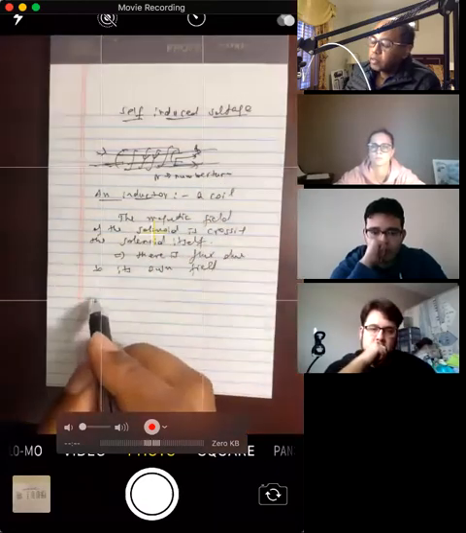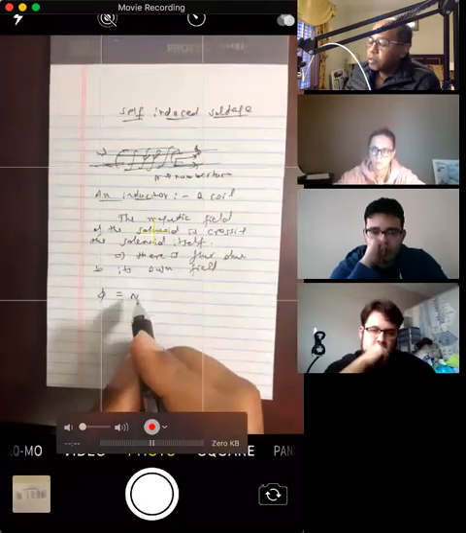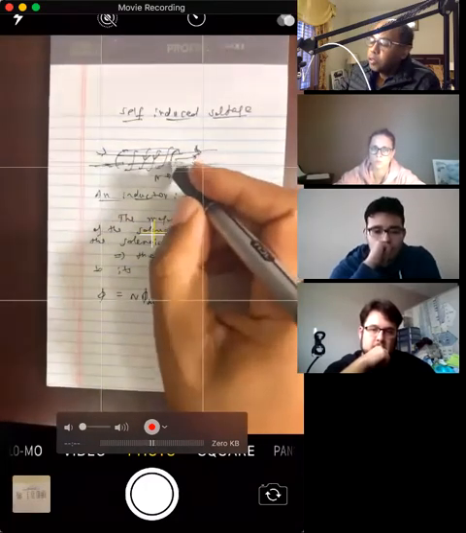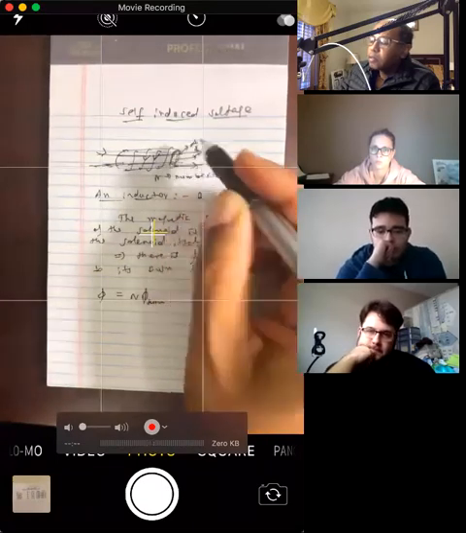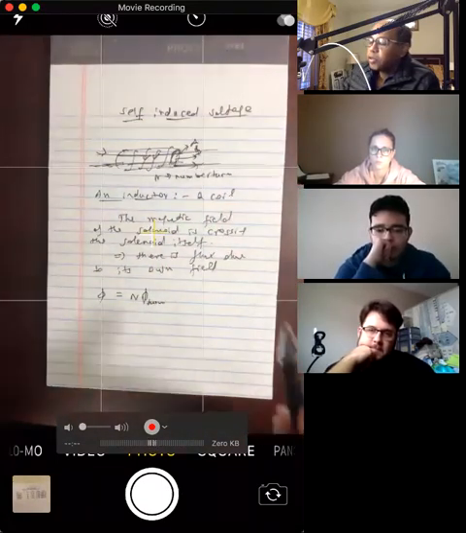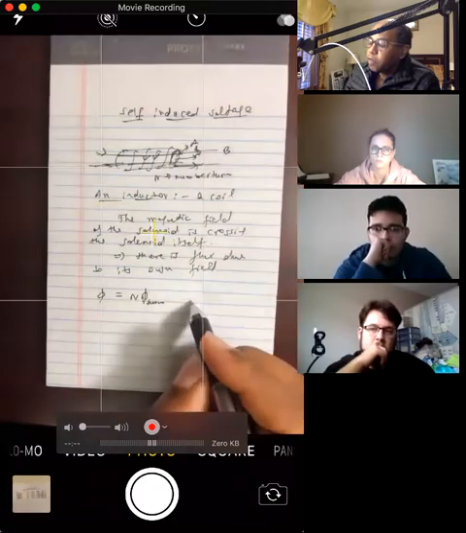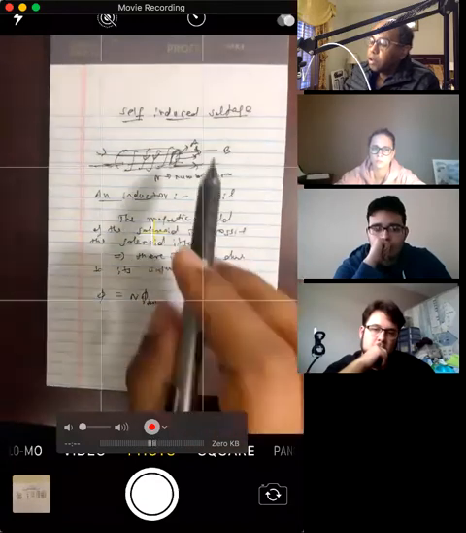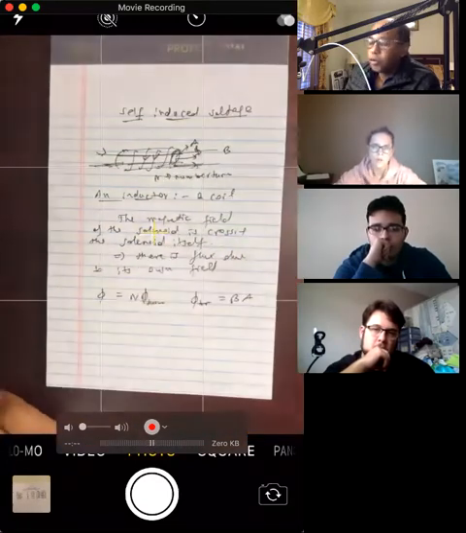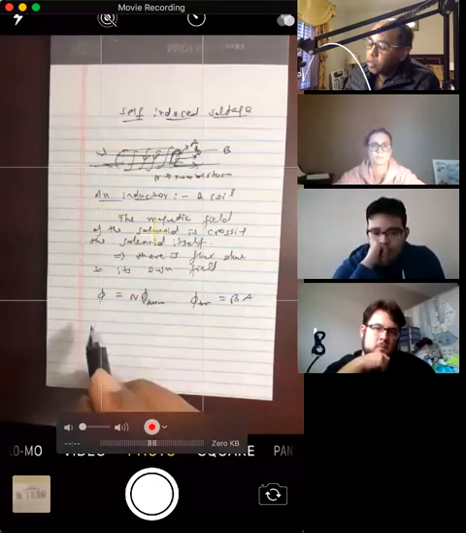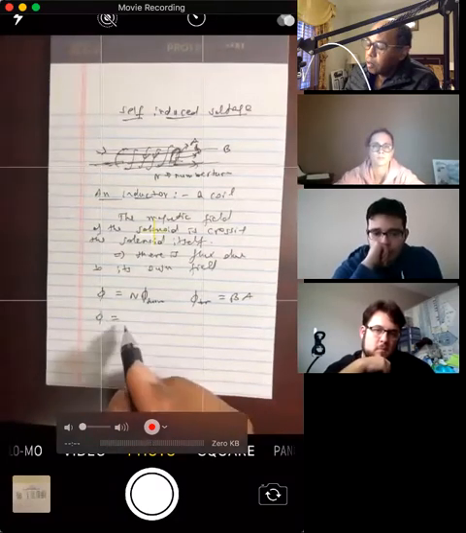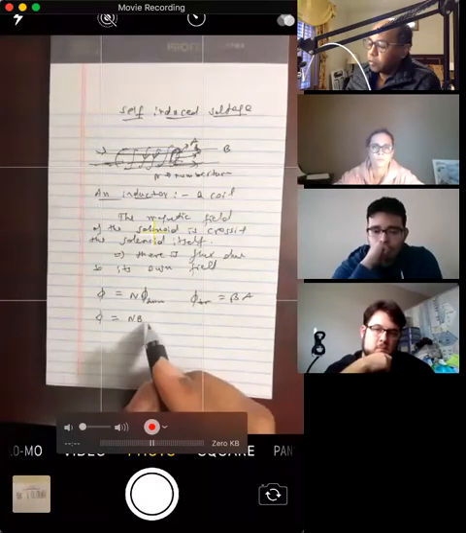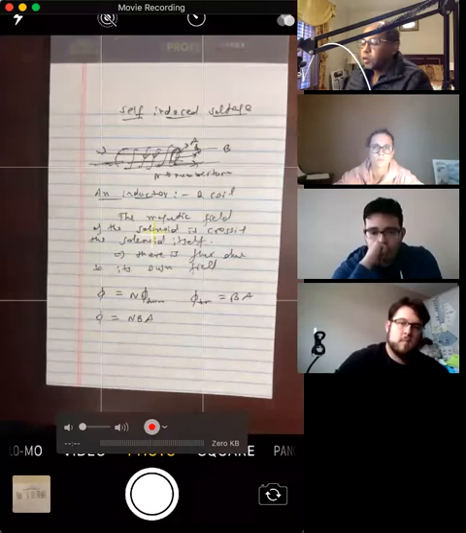So the total flux would be N times the flux per unit turn. And the flux per unit turn, let's say the area of this one is A, will be the magnetic field times the area. The area and the magnetic field are approximately parallel over here. So the total flux crossing it would be the number of turns times the magnetic field times the area of the coil.